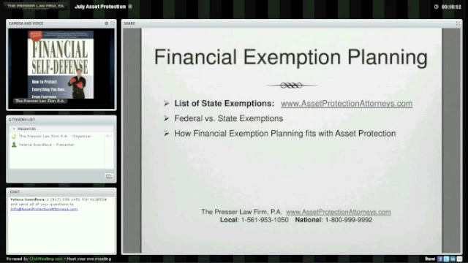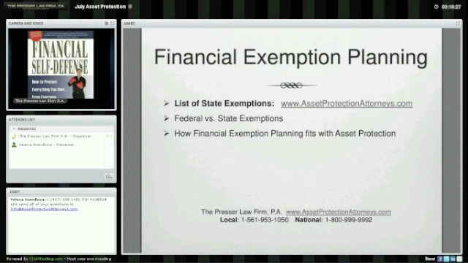So in different states, different assets are protected. For example, in Florida, your primary house is protected. Your life insurance is protected. Your annuities are protected. Your wages are protected. Florida just happens to be a great place to live if you're going to be a debtor.